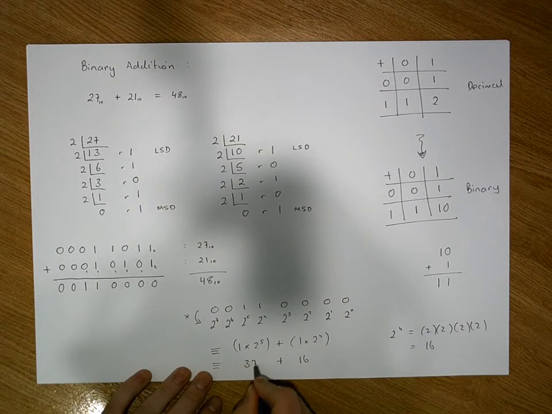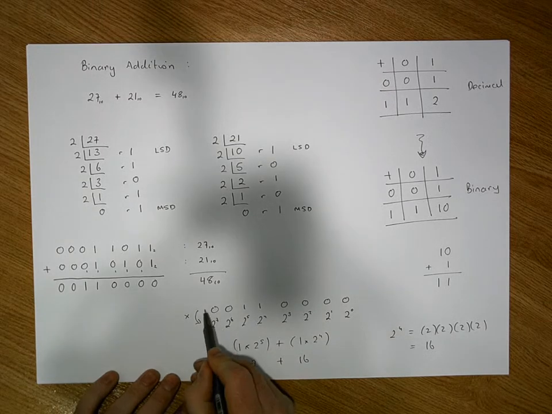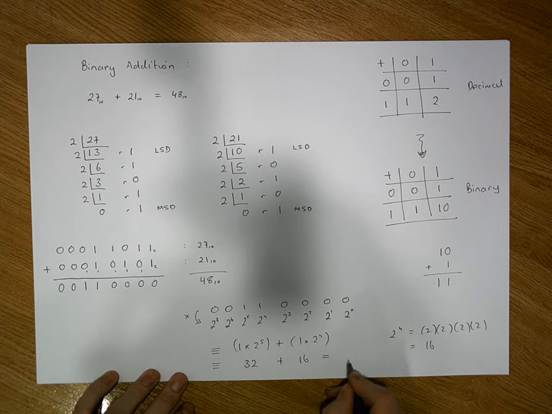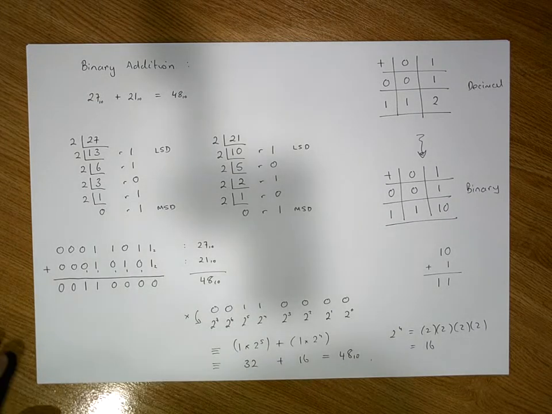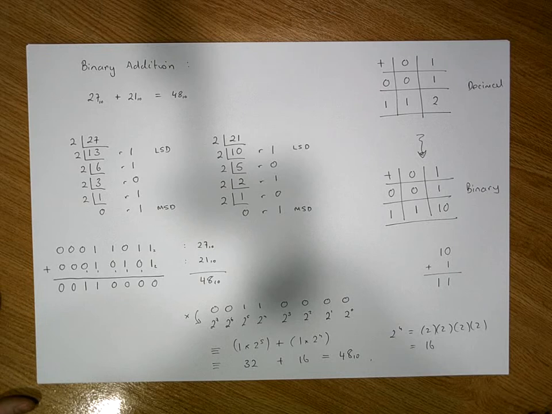Okay, so what we end up with is that this binary number here is equivalent to 32 plus 16, which is equal to 48 in base 10, as required. I know this was a very, very long way around doing binary addition.